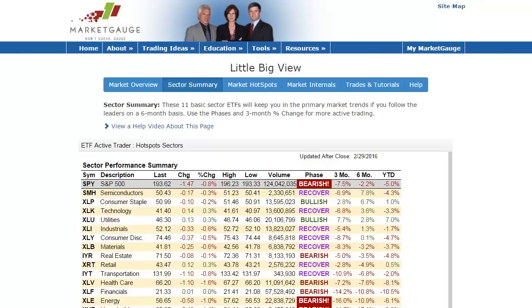Okay, so how can you be bullish in an environment where the market is actually negative? When I say the market's negative, I'm referring to the phase. The phase in the SPYs right now is bearish. We're in a bearish phase, and I'll show you that on a chart in just 1 second. Actually, I should back up for just 1 second. I got here by going to resources, then Little Big View, and then sector summary. You can also get here just by going to marketgauge.com/sectors.